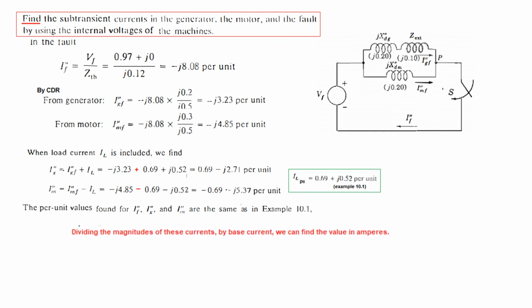In case you want to find the values in amperes, then you have to multiply their magnitudes by the base current to find their values in amperes. So I hope this gives you an idea as to how to solve this type of problem. Thank you.